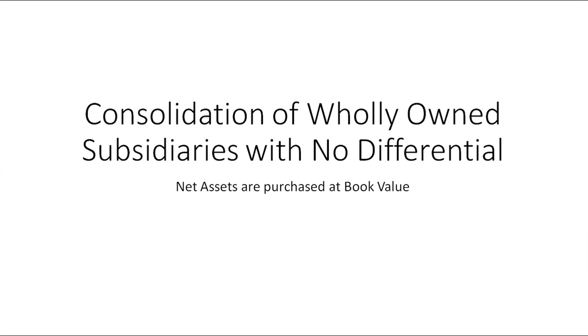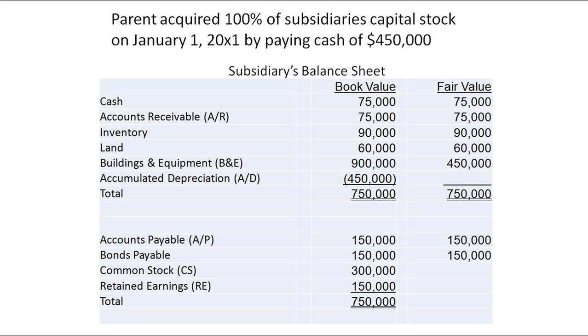Consolidation of a wholly owned subsidiary with no differential. The net assets are purchased at book value. You have in front of you the same information. It shows the parent acquiring 100% of the sub for $450,000 cash.